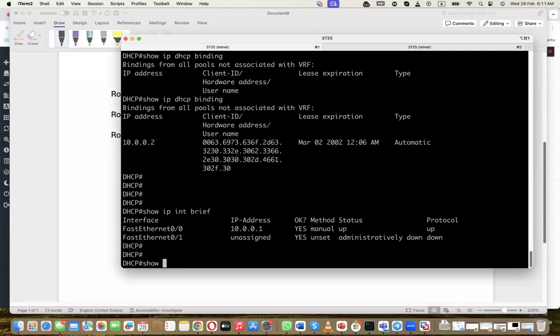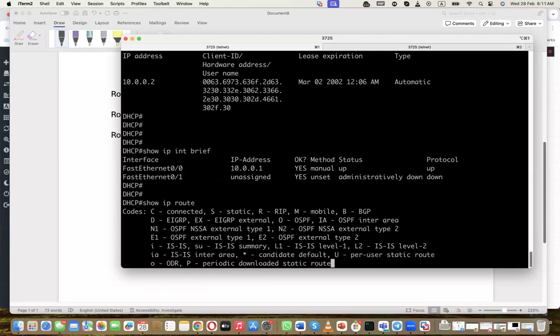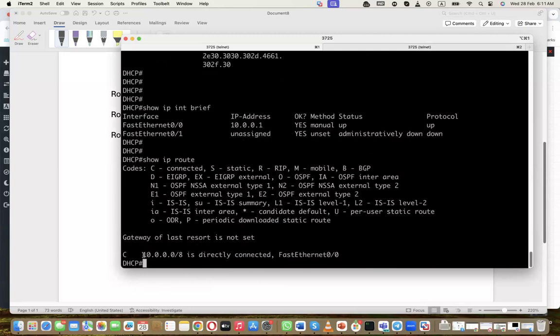Now, how do I view the routing table on this particular device? I take the help of a command called show ip route. Can you see this entry? 10.0.0.0/8 is directly connected via FastEthernet 0/0. So this is the interface through which the 10 network is connected. If I would like to talk to anyone in the 10 network, I just need to forward the packet out via FastEthernet 0/0. That is the understanding of this particular entry.